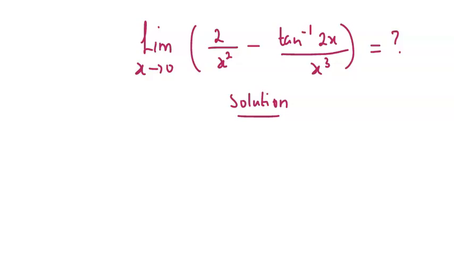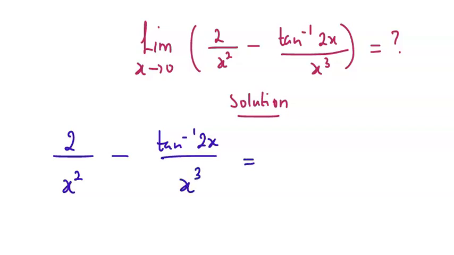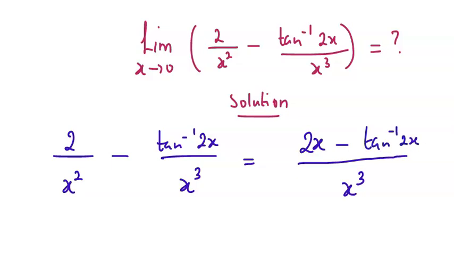So how exactly are we going to do that? Remember, we have 2 over x squared, then minus the inverse tangent of 2x, then divided by x cubed. So the common denominator we're going to have here is x cubed, because the LCM of x squared and x cubed is x cubed. Now x cubed divided by x squared gives us x, then x times 2 gives us 2x. Then minus, x cubed divided by x cubed is 1, and 1 times the inverse tangent of 2x gives us just the inverse tangent of 2x.